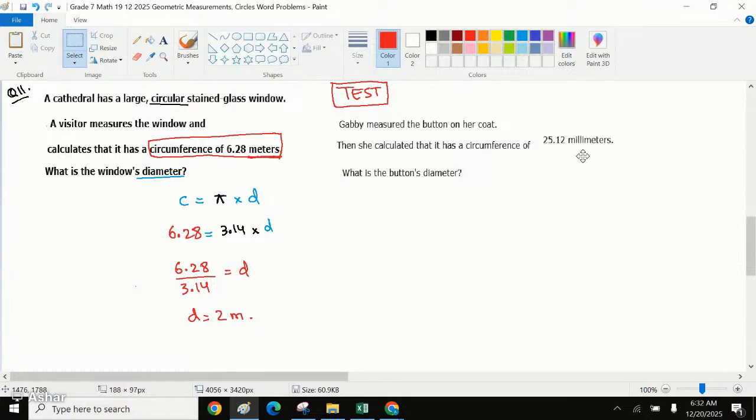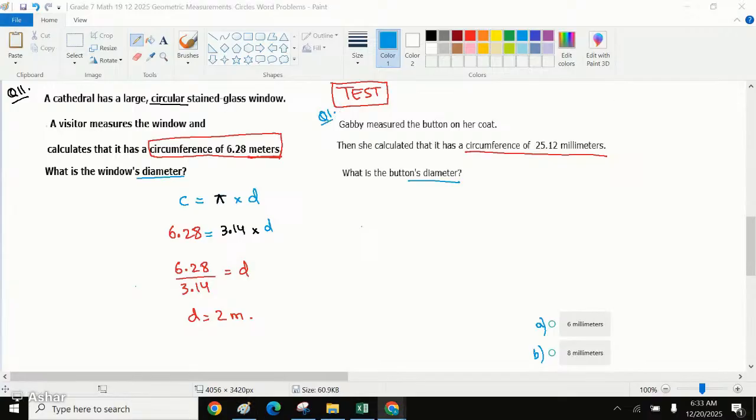The question says that Gabby measured the button on her coat, right? Then she calculated it has a circumference of this given value. We need to find the diameter. And the options that we have over here are two options, option A and option B. Let's copy the options and let's see. These are the two options given to us, option A or option B. Let's see which option is correct. This is question number 1 from the test.